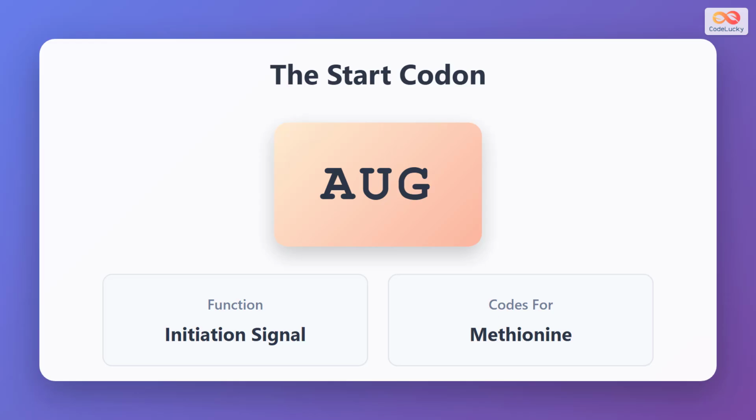The start codon is AUG, and it serves a dual purpose. Its primary function is to act as an initiation signal, marking where the ribosome should begin reading the messenger RNA sequence. Additionally, AUG codes for the amino acid methionine, which is why most proteins initially start with methionine. This codon is essential because without it, the cell wouldn't know where to begin building a protein.